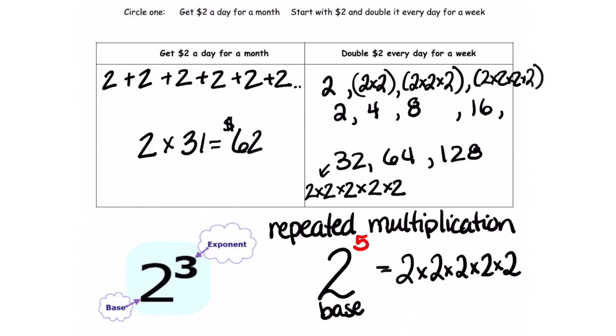All right, so we express it as 2 to the 5th. That's how I would say it, 2 to the 5th, or 2 to the 5th power. And that's what we're going to work on today. We're going to talk about how to represent repeated multiplication using exponents. So hit pause so you can jot this down into your notes, and we'll get into our first teacher example.